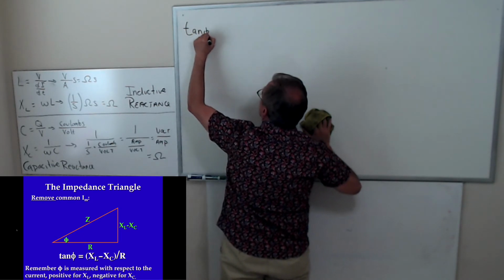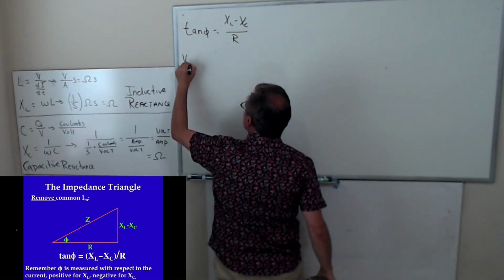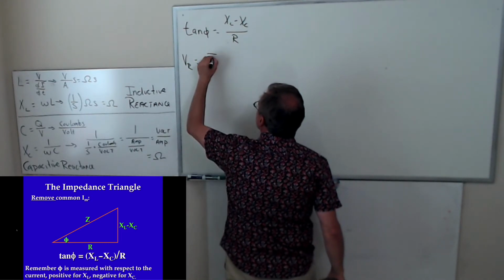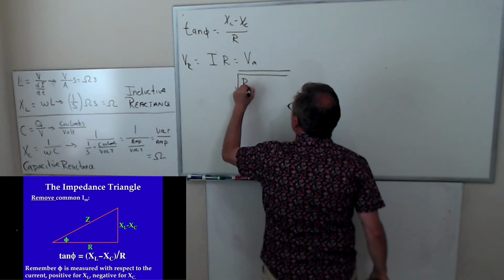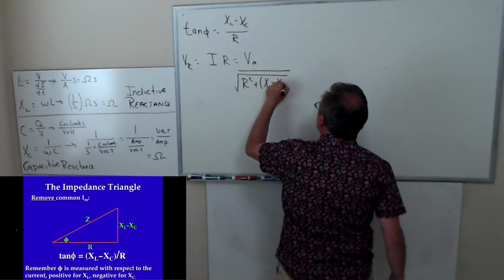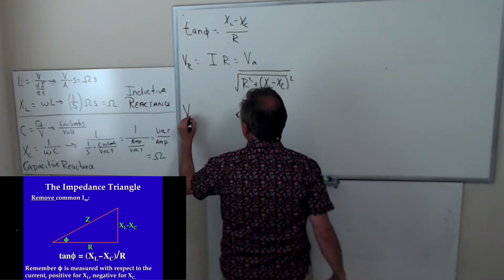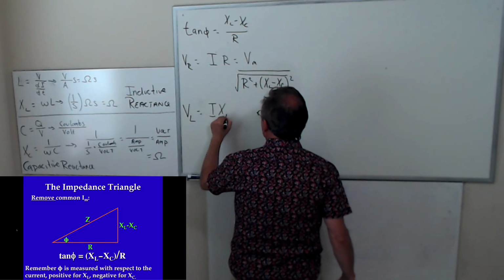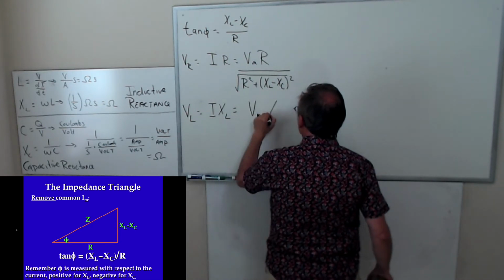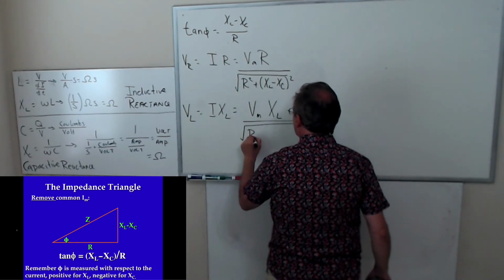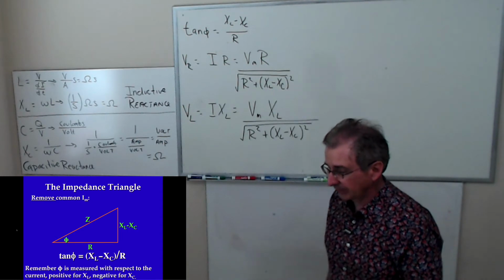let's write a couple things down. Tangent of phi was equal to X sub L minus X sub C over R. And the voltage across the resistor was the current times R, which is equal to... and let's say V sub L. Should there be an additional R? Yes, okay. Thank you. And for V sub C, I put X sub C there.